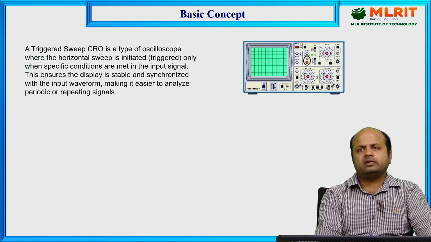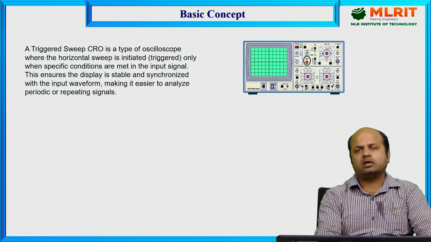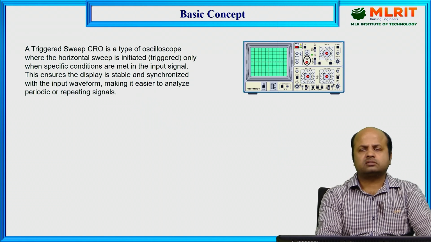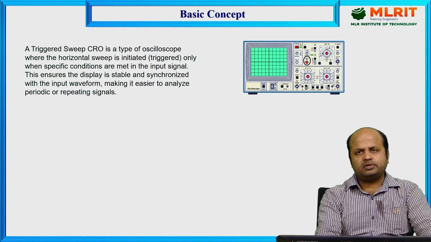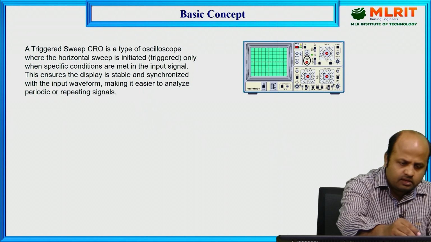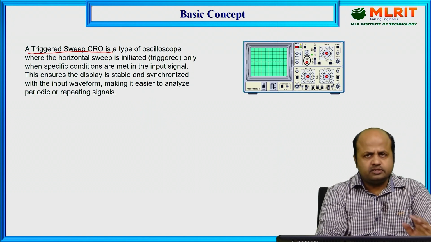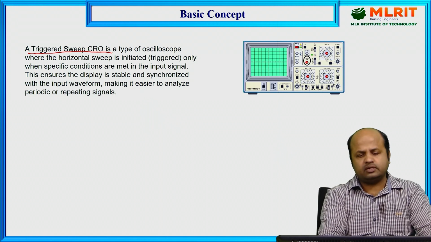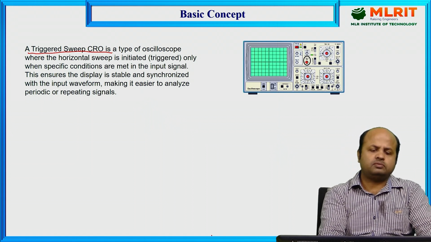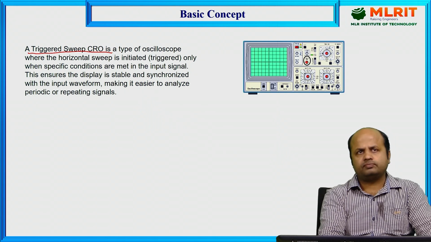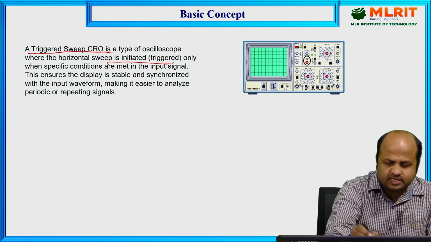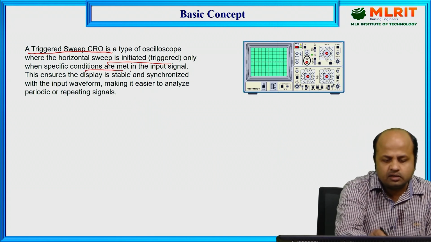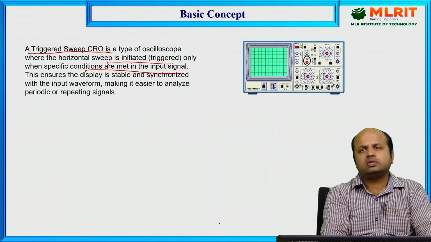So, in my previous lecture, I already discussed the CRO, what CRO is and how it works. We will take a new topic, which is nothing but a Triggered Sweep CRO. It is a CRO, but it is Triggered Sweep. What is the meaning of Triggered Sweep? Let us find out. A Triggered Sweep CRO is a type of oscilloscope where the horizontal sweep is initiated only when specific conditions are met in the input signal.